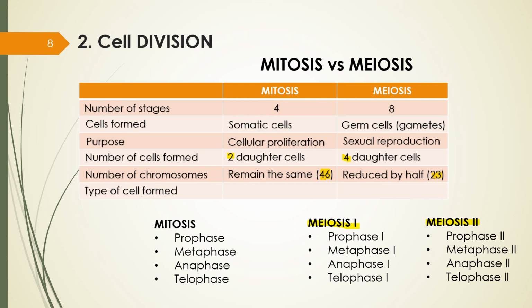And finally, what type of cell is formed? I mean, they are diploid, haploid, tetraploid. Which type of cells does mitosis make? Diploid cells. Very good. And meiosis? Haploid. So why haploid? Because I have half the number of chromosomes.